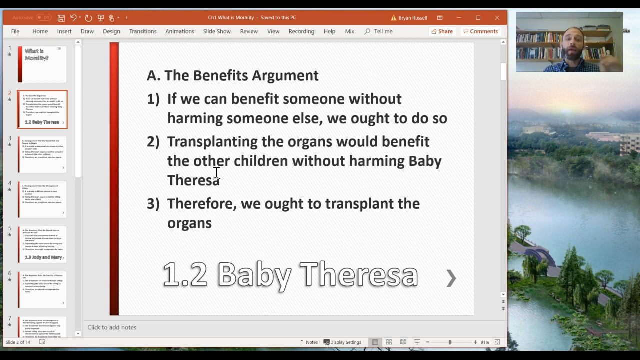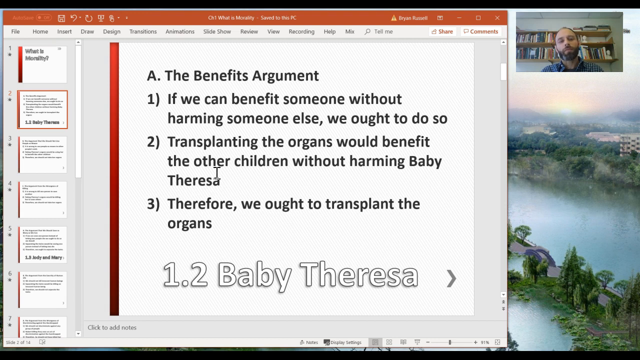Well, the first premise again: if we can benefit someone without harming someone else, we ought to do so. Like I said, that seems to be true. The counterexamples might be very few and far between. It seems like the morally correct thing to do. So it seems that this moral principle is acceptable. It seems that that premise is true. But how about premise two?